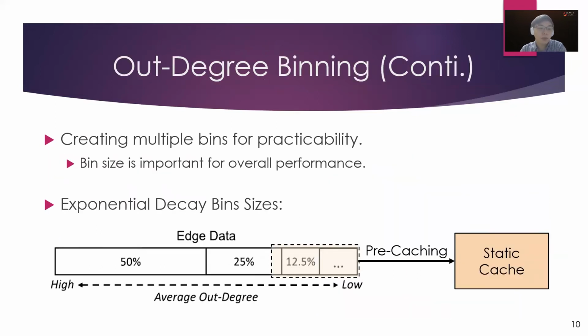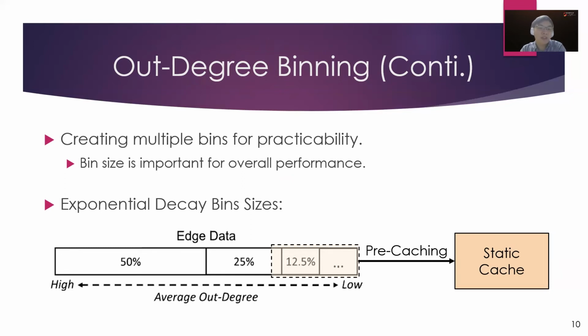But in the real world, a different machine may have a different available memory for the static cache. So for better practicability, the graph bin will create multiple bins in the graph layout. But we discovered that the bin size is important for the overall performance. That is to say, if the bin size is too small, then the structure of a BFS order graph could be destroyed, so it will make the ordering less effective. But if the bin size is too large, then we could fail to catch the critical edges.